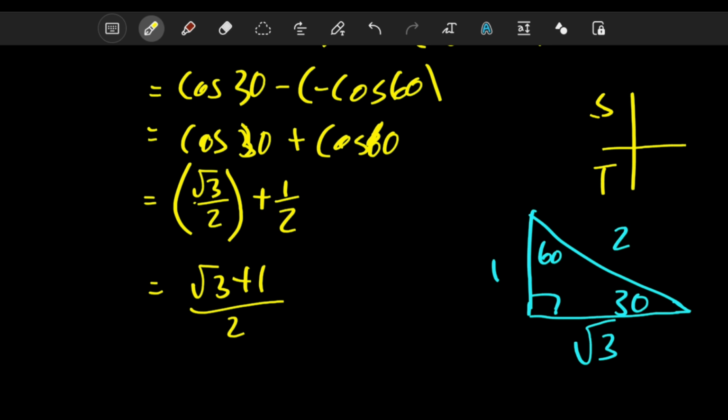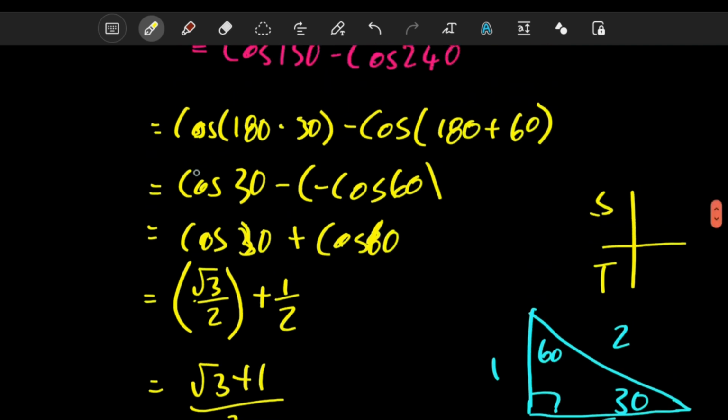But then I feel like there's a negative somewhere. Yeah, this is a negative. Is this a negative? 180 minus, yeah. You see, I even forgot a negative.